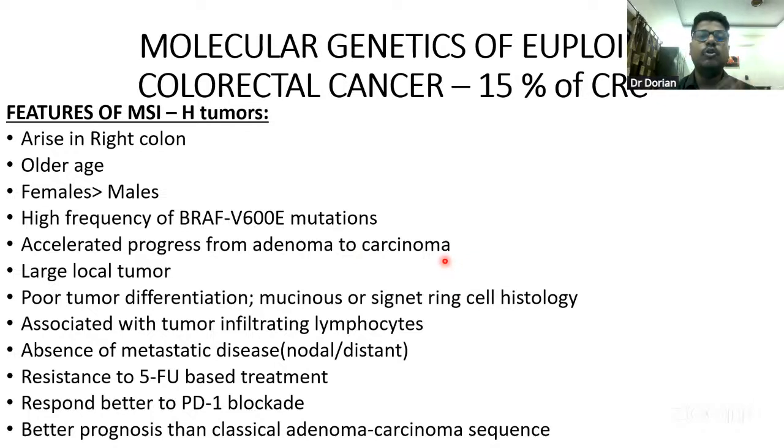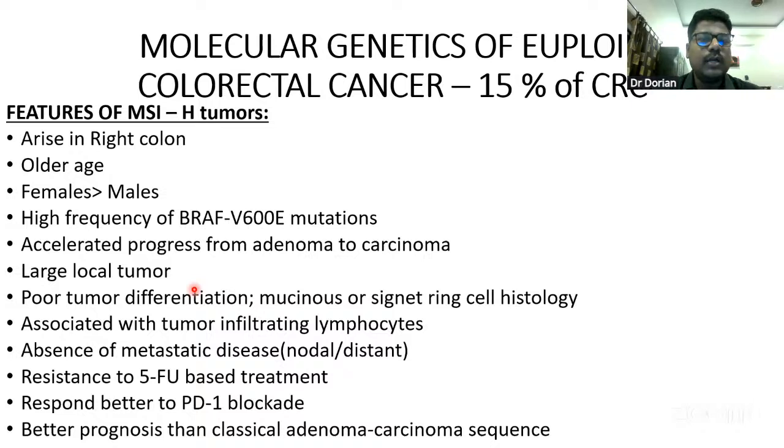with adenomas. Okay. And the tumors in HNPCC will be very large. The tumors will be poorly differentiated, associated with mucinous or signet cell histology. There may be associated tumor infiltrating lymphocytes. Usually, despite this large tumor, which, what is euploid, sir? Euploid means there are 2 copies of the gene. Okay, 2 copies of the chromosome.